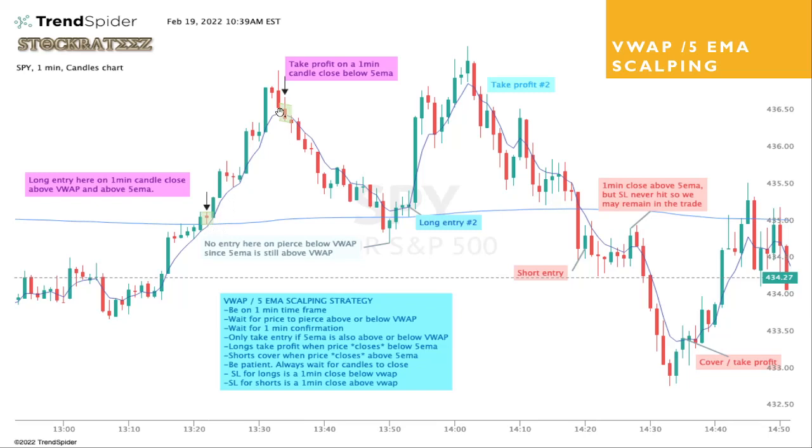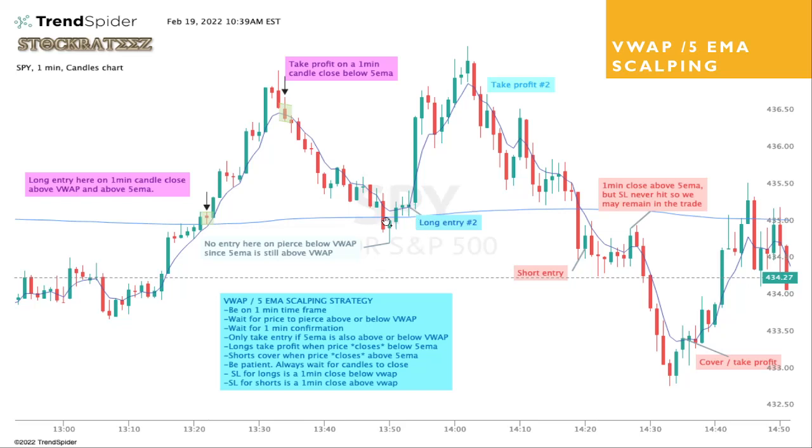You know, we could have made 10, 20, 30% on here, depending on what contract you got and how close it was to expiration. And then we're going to look for a VWAP bounce. So what I like to do for a confirmation on the VWAP bounce is wait for a 1 minute candle close above the 5 EMA.